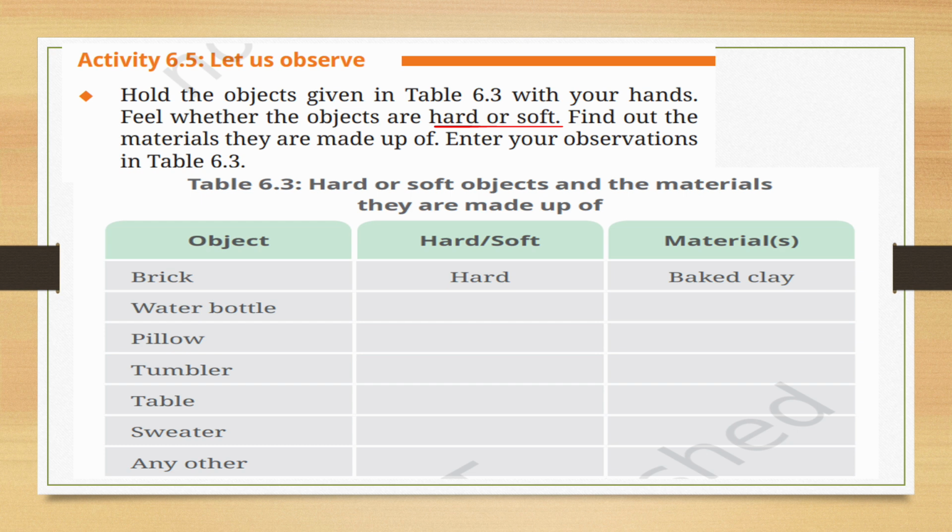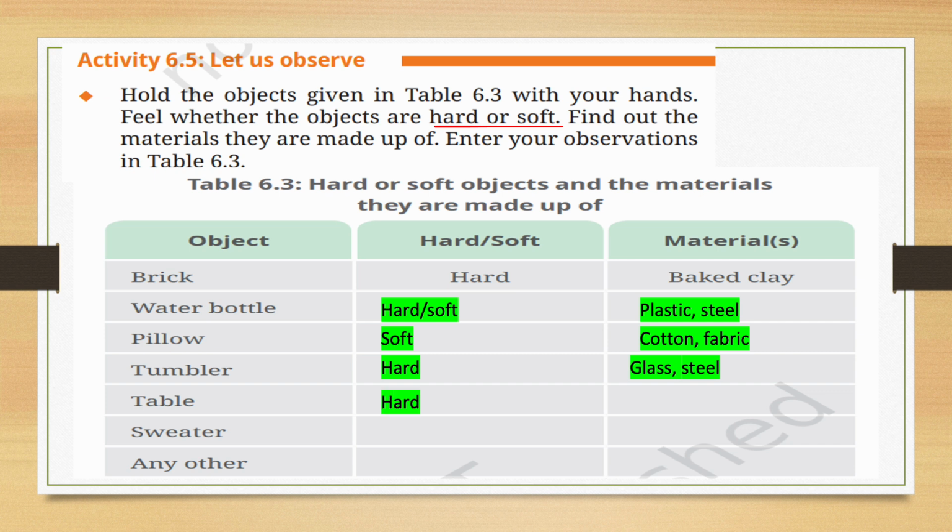The next one, water bottle. It may be hard or soft. It can be made up of plastic, steel, etc. Then pillow, soft, made up of cotton or fabric. Tumbler, hard. It is made up of glass, steel or metal. Then table, hard, made up of wood, metal, glass. Sweater, soft, made up of cotton, wool.